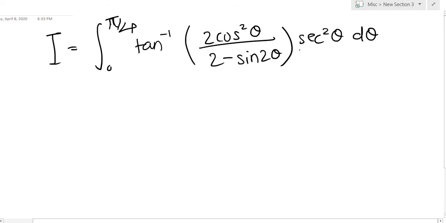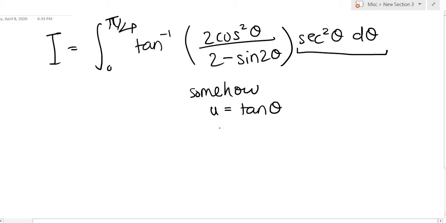Now, looking at this secant squared theta d theta, if you have been practicing integration a lot, you might notice this to be the derivative of tan theta. So that's to say that if somehow we were to introduce a substitution, say u equals tan theta, then we would have du equals secant squared theta d theta, right? So we want to find a way to somehow make this substitution.